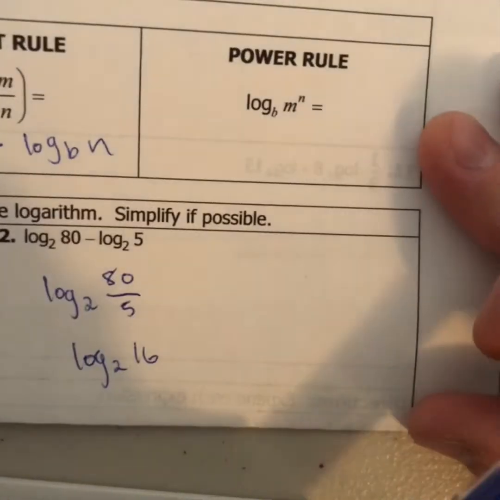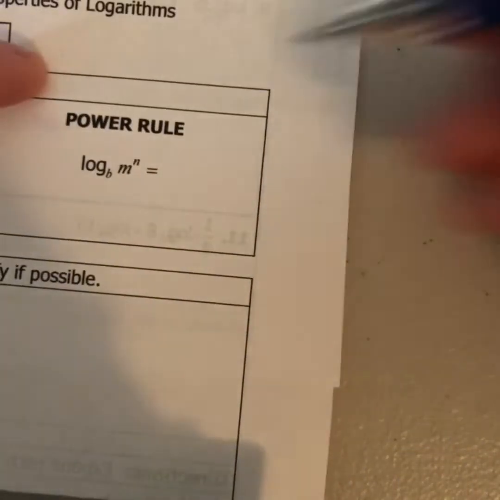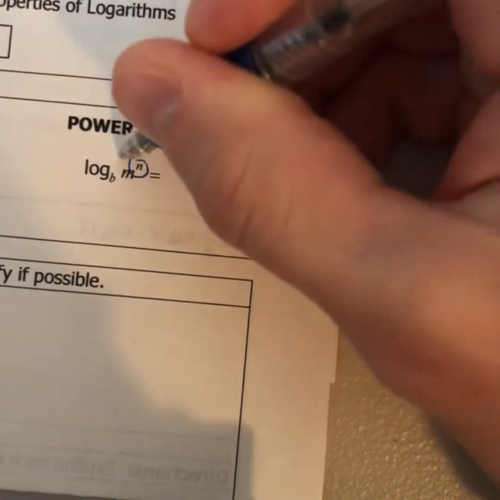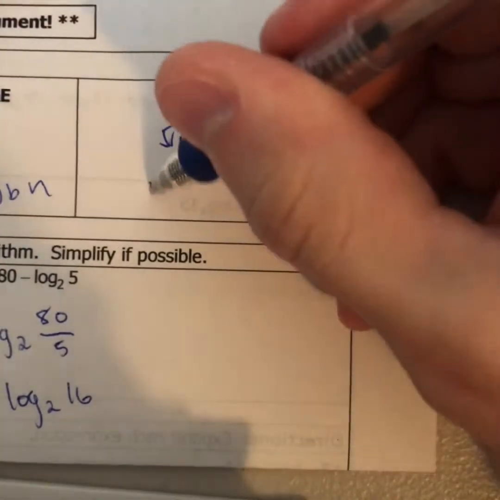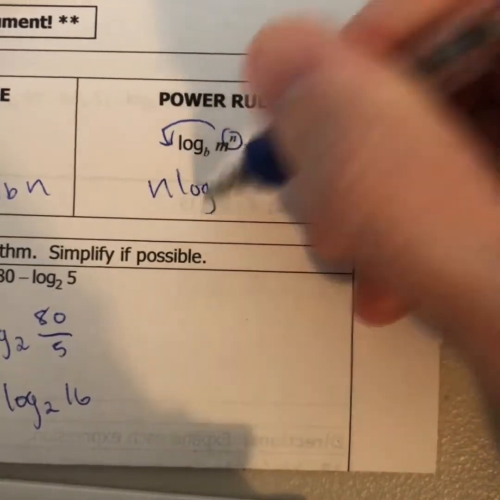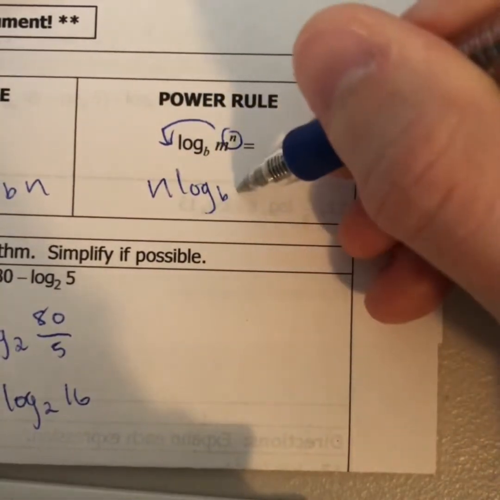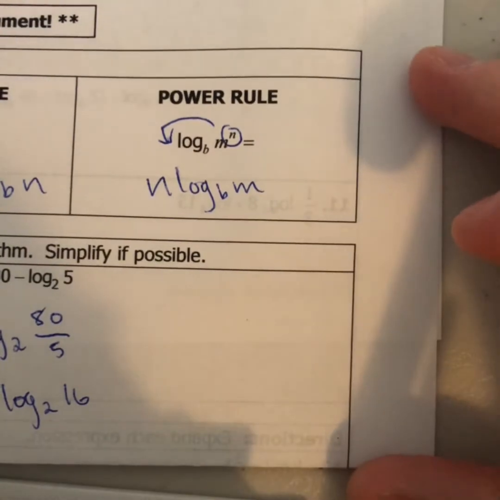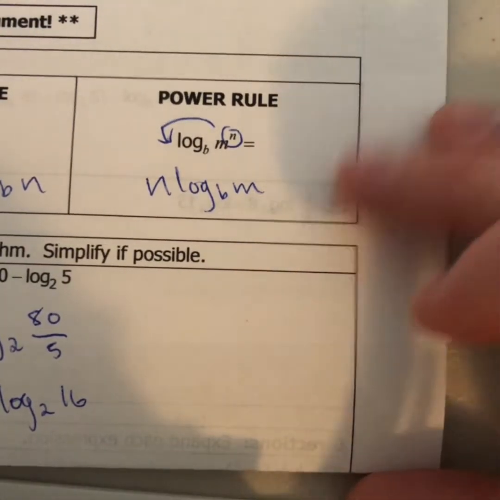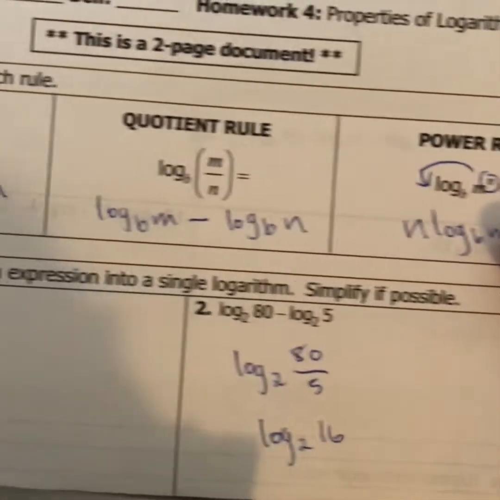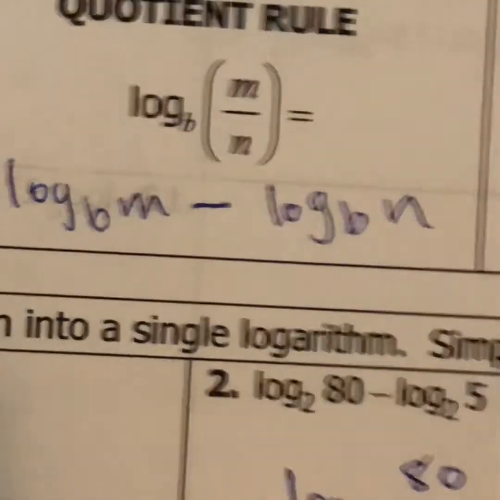All right, and then the last one, power rule is not too bad, really. All you have to do is just take that exponent and bump it to the front. All right, so it would be n times log base b of m. All right, so those are your general scenarios up there with your 3 rules.